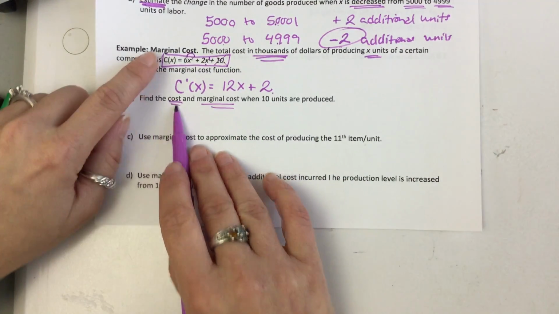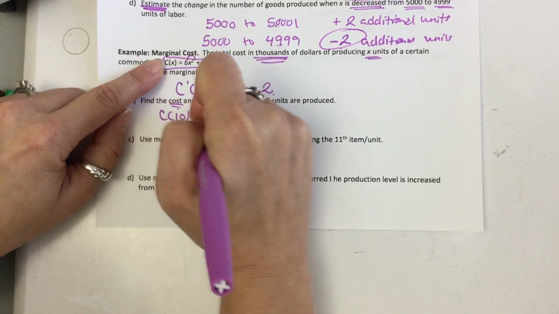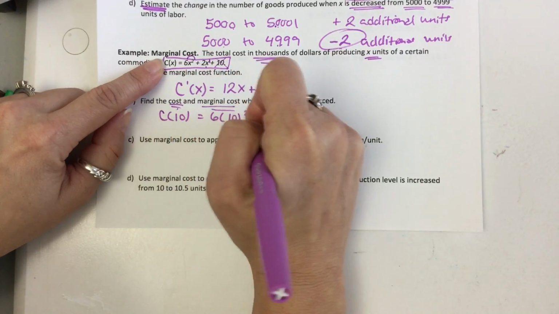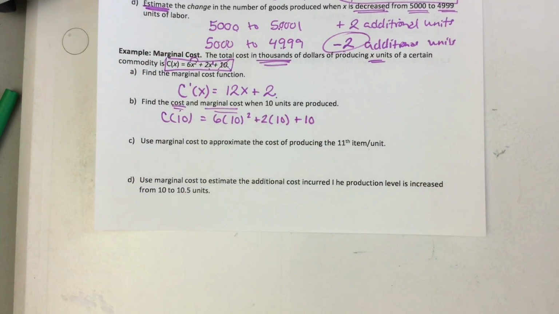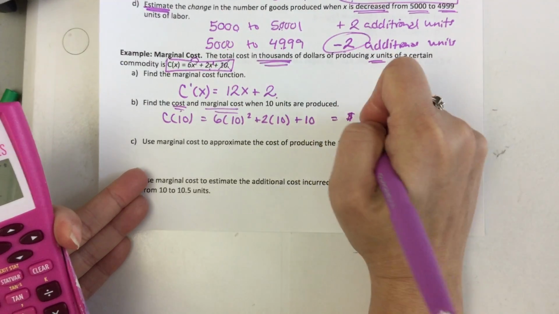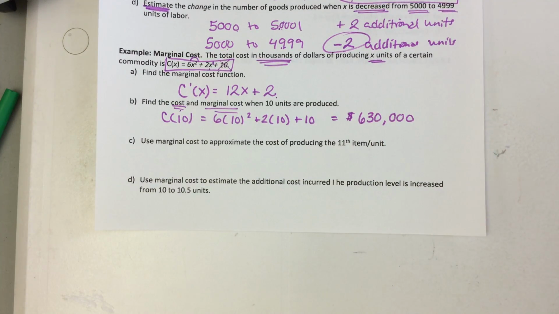Well, if I want to find the cost, I have to go to the original because this is the cost function. So C of 10. 6 times 10 squared plus 2 times 10 plus 10. If I go ahead and calculate that, grab my calculator, okay, 6 times 10 squared plus 2 times 10 plus 10, I get 630. It's in thousands.